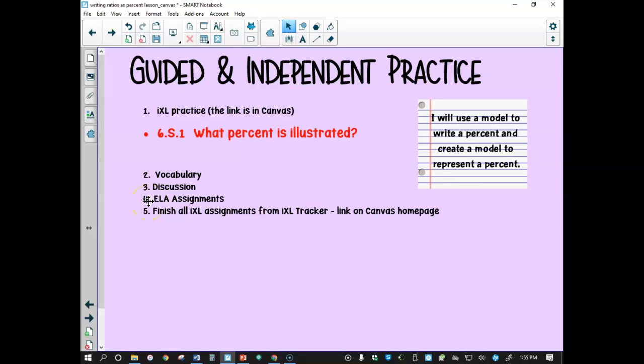And after you finish math and ELA, I want you to go back and look at your iExcel tracker. That tracker is linked on the Canvas homepage. If you go to the home screen and you see there's a wreath in the middle that says iExcel, when you click it, you have all of the iExcel assignments for math and ELA. Make sure that you get all of those finished. And that is what I would like you to do for today.